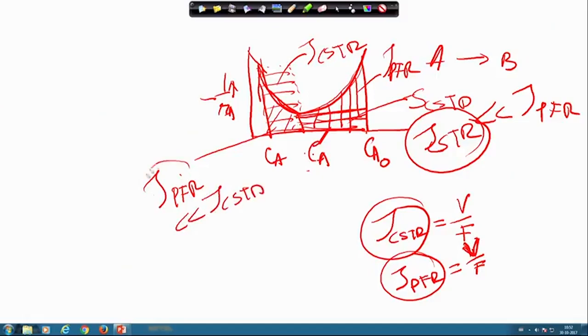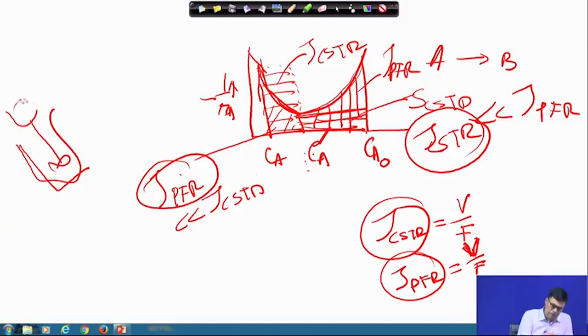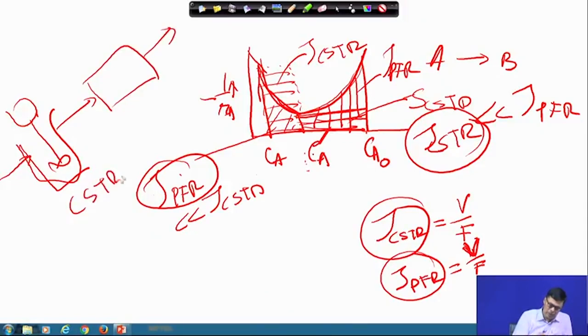So, our choice is plug flow reactor if you convert C A dash to C A. So, our strategy should be like this: initially this should be a CSTR followed by a plug flow reactor. So, this is the CSTR, this is the plug flow reactor. This is C A 0 to C A dash and this is C A.